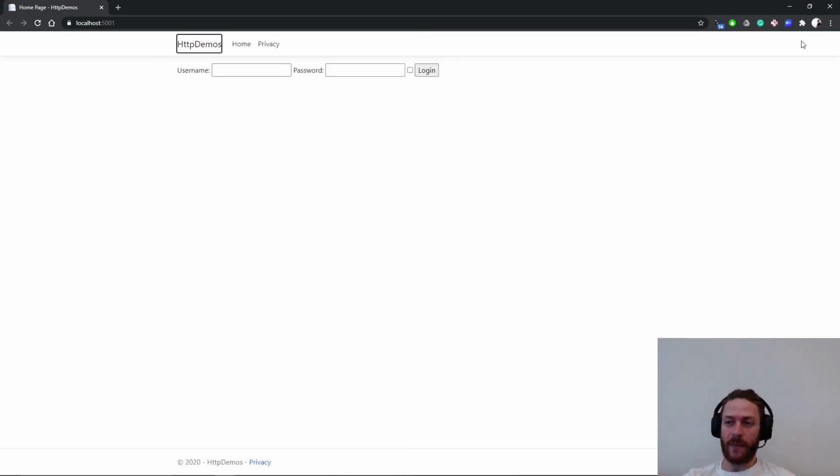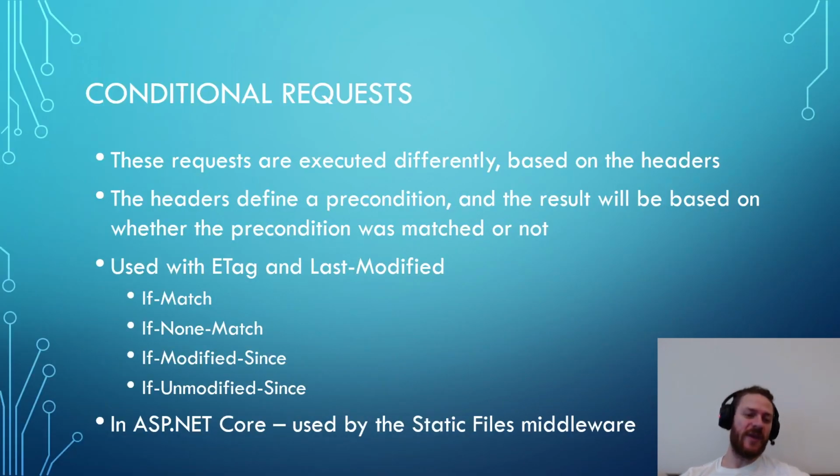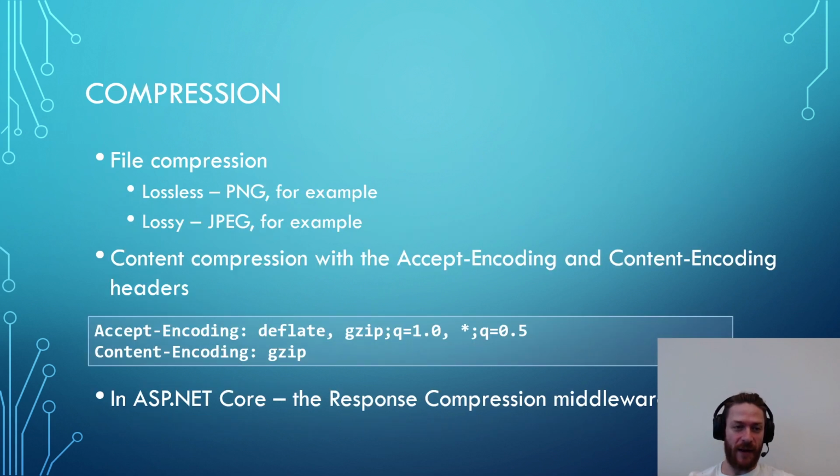So this is how conditional requests are done. Give me the file only if you have a different ETag, or only if you have a newer version in terms of dates. And the static files implement that. Of course, you can implement the same logic in your actions if you think that it's valid.